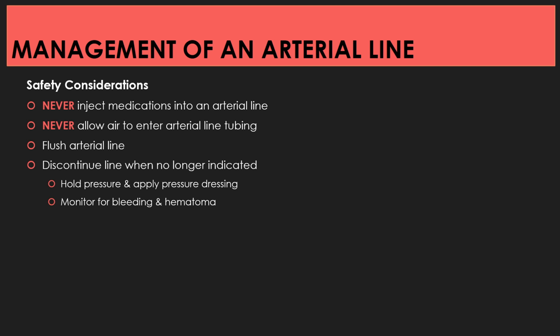If it's in the groin, the femoral artery is much bigger, so you're going to have to hold a little bit longer, like 10 to 15 minutes there. And then afterwards, we apply a pressure dressing, and you should be checking for bleeding or the development of a hematoma after you remove an arterial line.